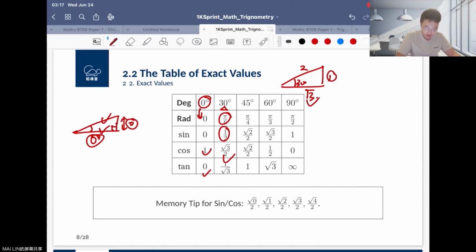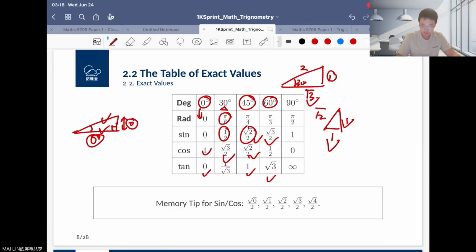Okay. And for 45 degrees, we can say that here is pi over 4 radians. And the sine value here, we can calculate as 1 over square root 2. So that is square root 2 over 2. And the cosine value still equals square root 2 over 2 and tan equals 1, that is the opposite side over the adjacent side, okay? And for 60 degrees, sine is square root 3 over 2, and the cosine is 1 over 2, and tan equals square root 3.